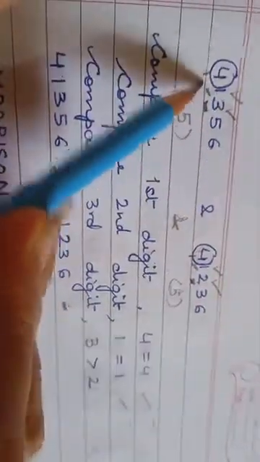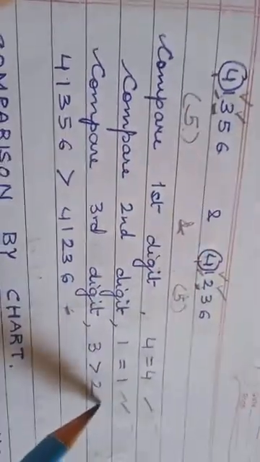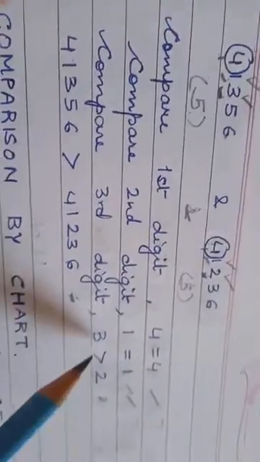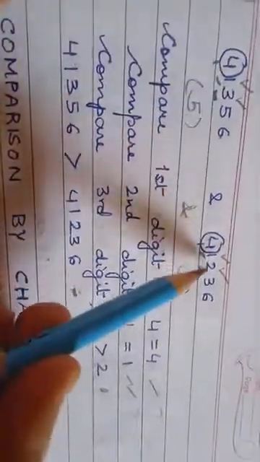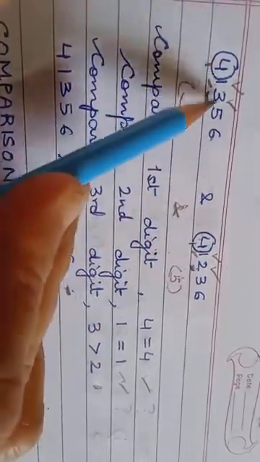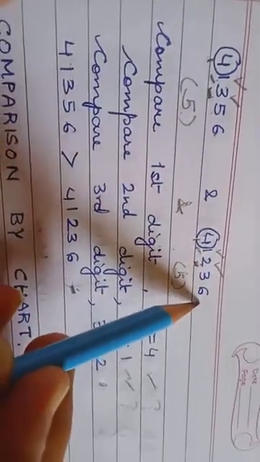Again it is 1 and 1. So it is also similar. Compare the third digit. 3 and 2. So here we got the result. Why here we got the result? Because here it is 3 and here it is 2. So here 3 is greater than 2. So we say that 41,356 is greater than 41,236. Okay.